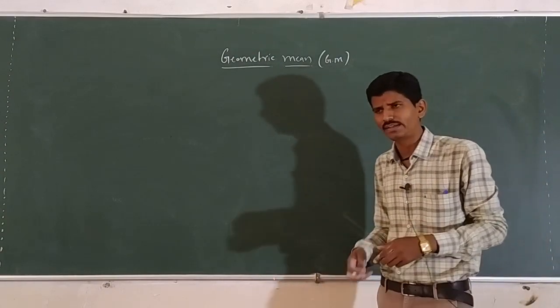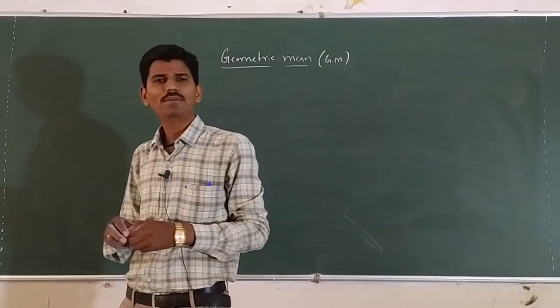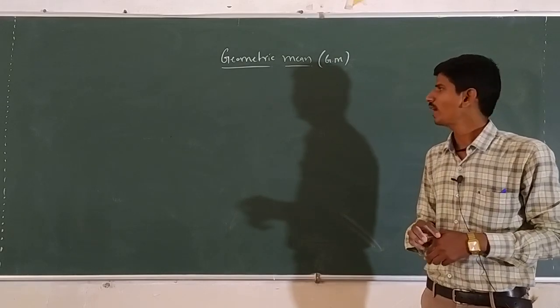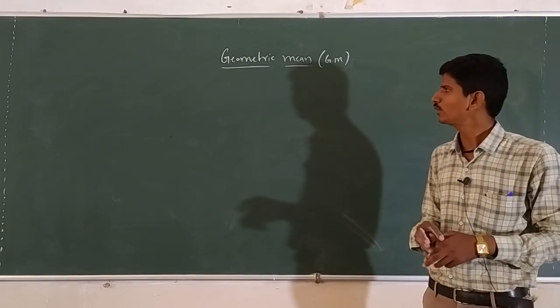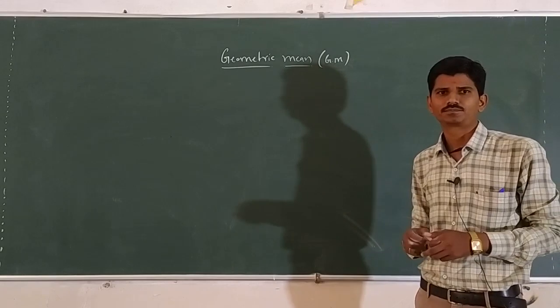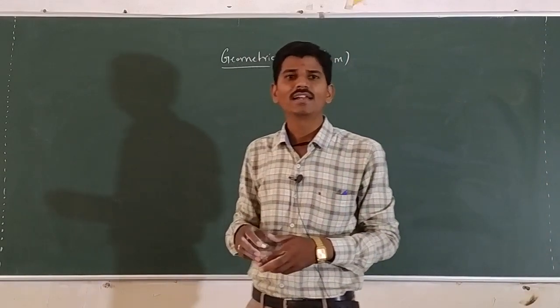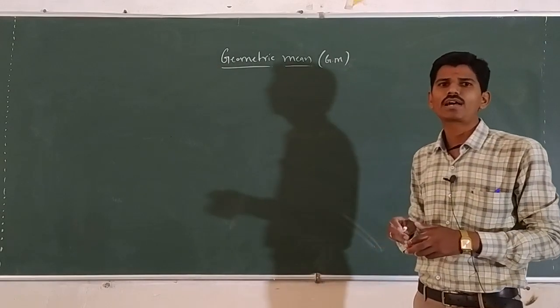What is the geometric mean? The geometric mean of n values is the nth root of the product of the values. The nth root of the product of the values is said to be the geometric mean.